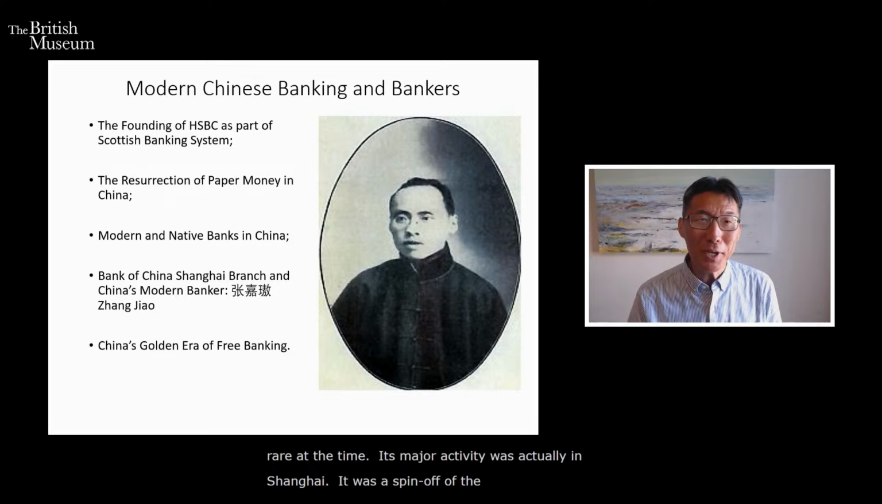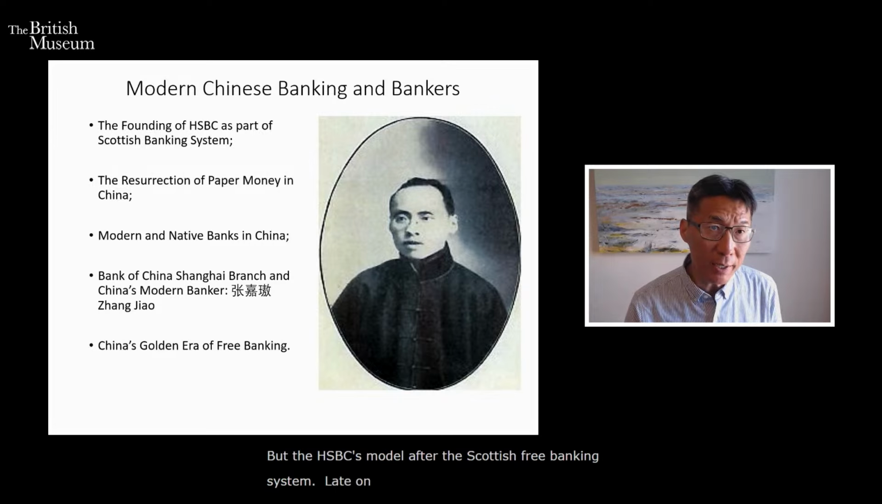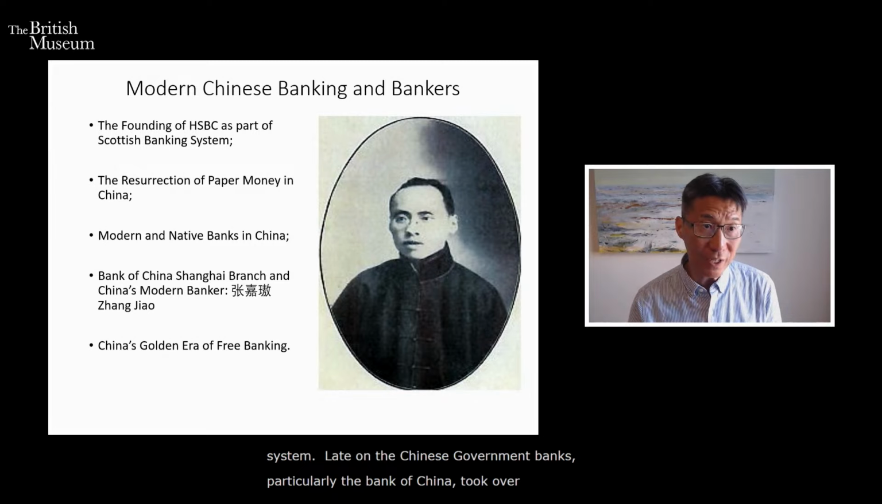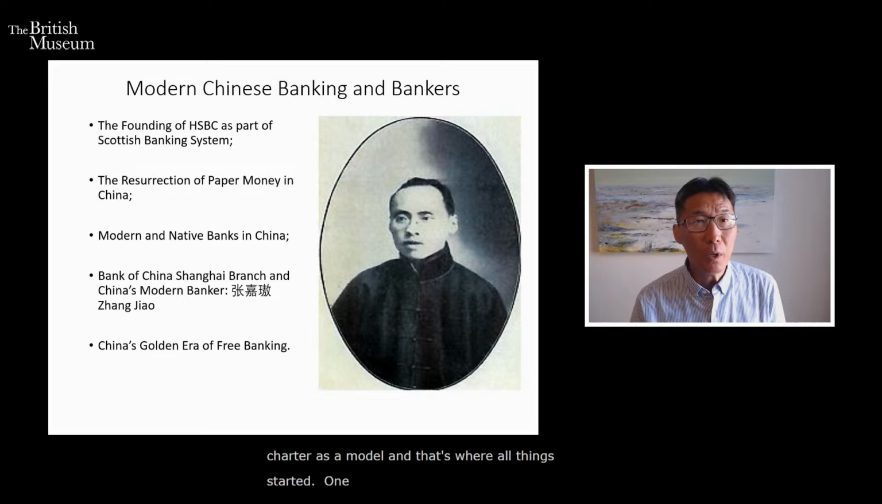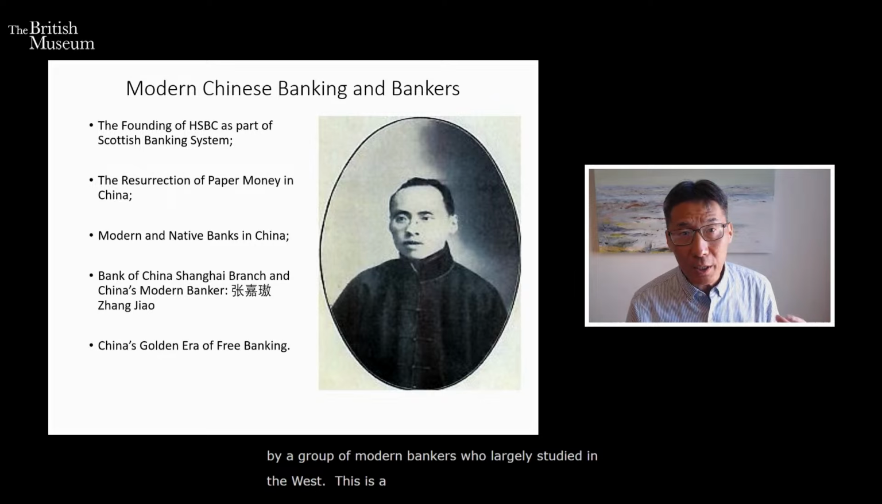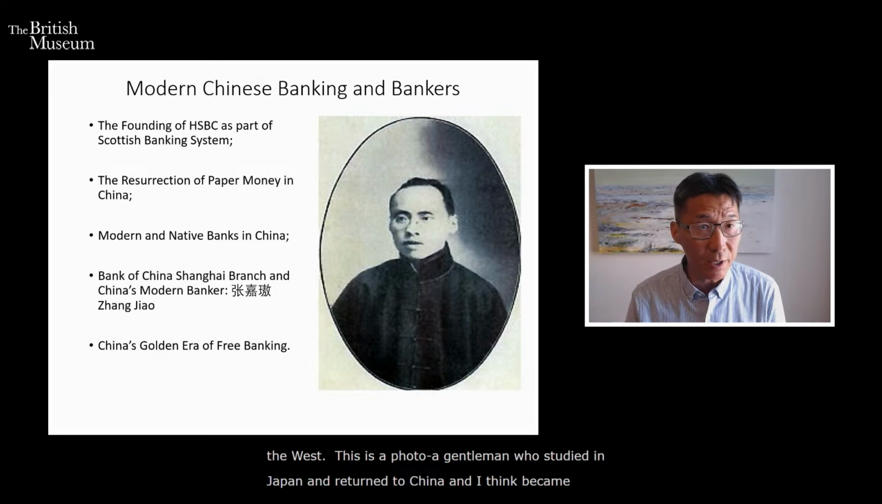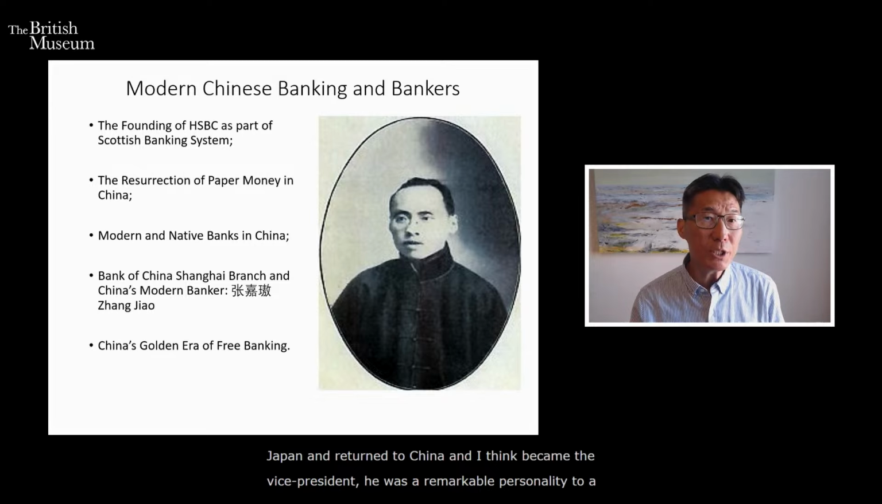But HSBC is modeled after the Scottish free banking system. And later on, Chinese government banks, particularly the Bank of China, took over HSBC's charter as a model. And that's where all things started. One of the very interesting things is that slowly the modern Chinese banks were being privatized by a group of modern bankers who largely studied in the West. This is a photo of Zhang Jiao, who studied in Japan at Keio University. He returned to China and became the vice president of a bank at age 28 or something. He was a remarkable personality to a certain degree.